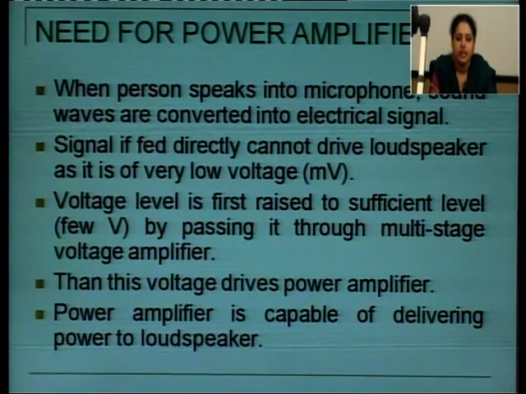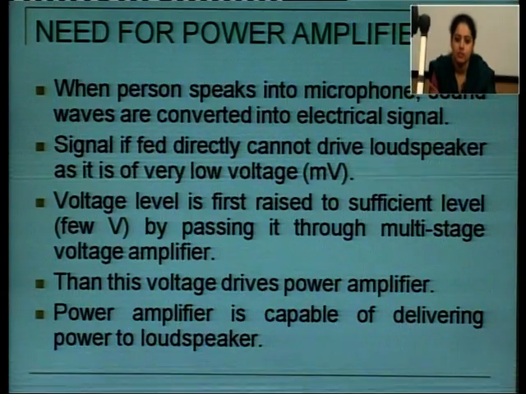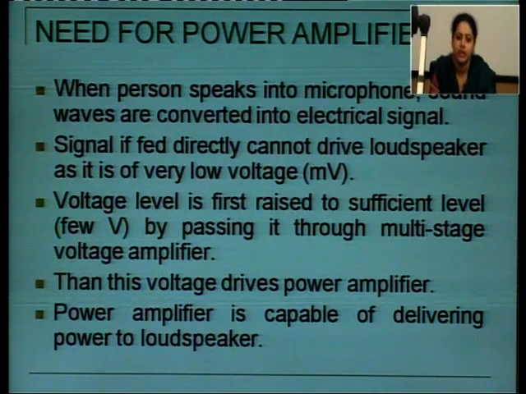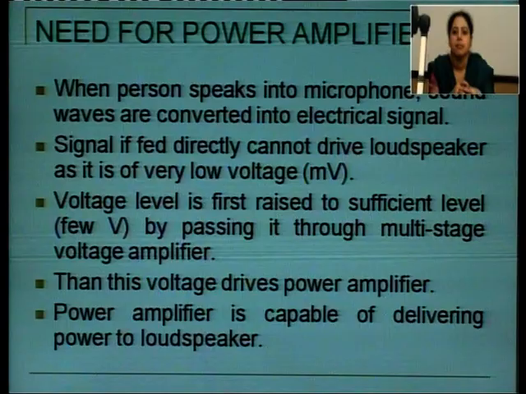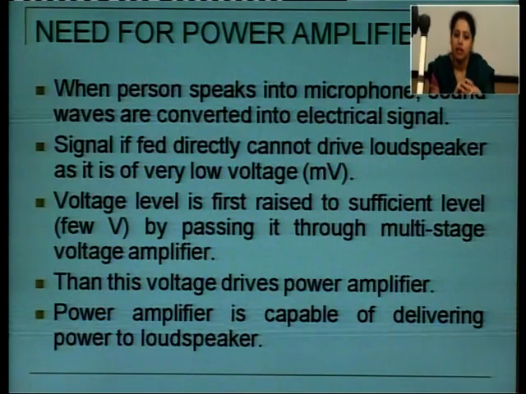The voltage level is first raised to a sufficient level, a few volts, by passing it through multi-stage voltage amplifiers, that is, cascaded amplifiers in succession one after the other. These stages can be 1, 2, 3 as desired, depending on how much you want to raise the level. Then this voltage drives the power amplifier, which is capable of delivering power to the loudspeaker. At the end, when you have achieved a sufficient signal level, a power amplifier is placed so that you can deliver power to the loudspeaker.